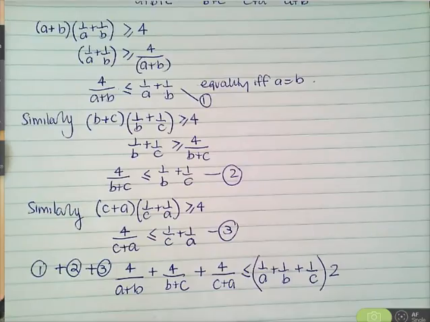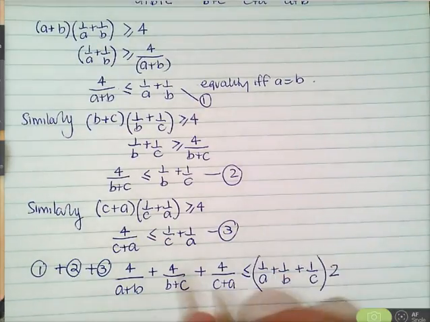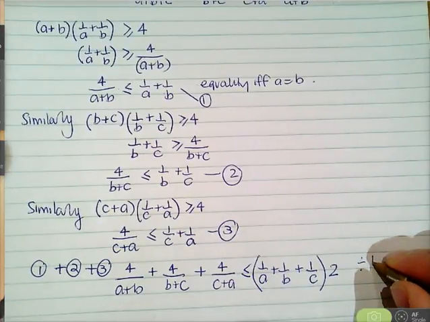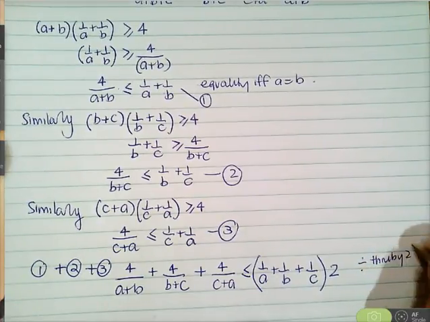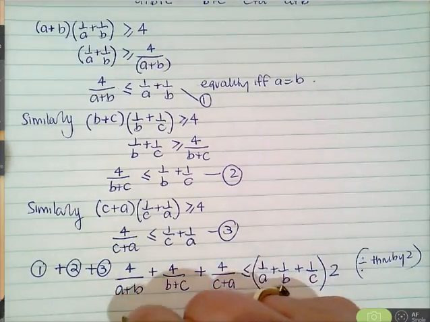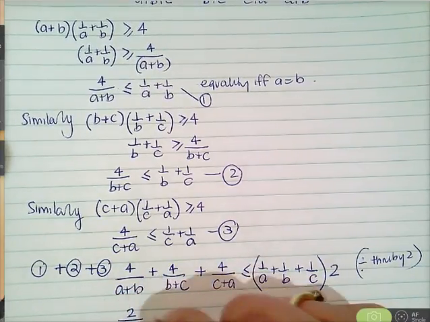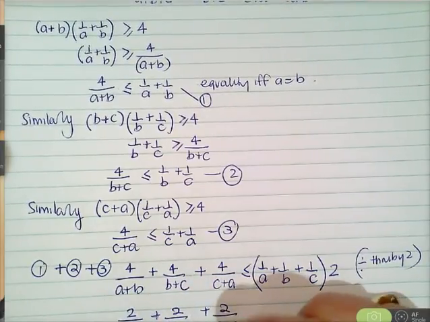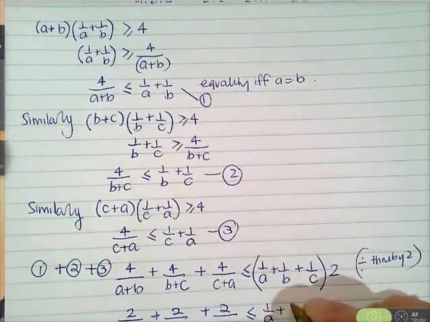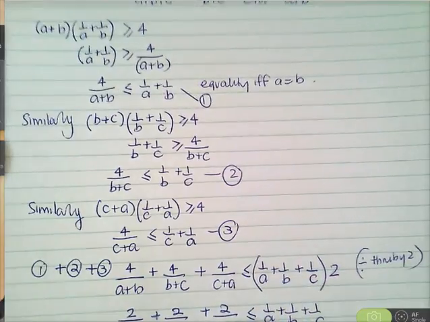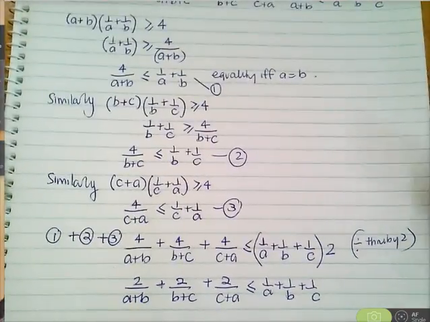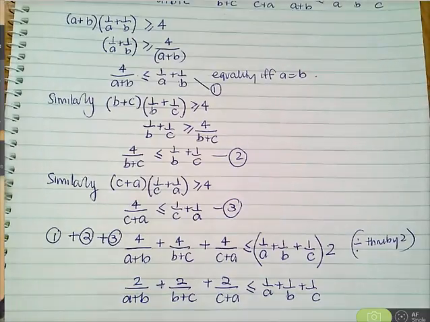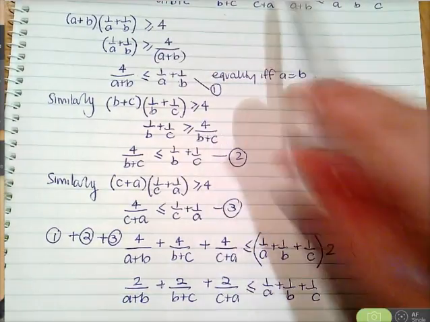Okay. Now, if this is all being multiplied by 2, if I divide both sides by 2, I will get 4 over 2, so I'll get 2 over A plus B plus 2 over B plus C plus 2 over C plus A is less than or equal to 1 over A plus 1 over B plus 1 over C. So now I've done this inequality on the right hand side there. Now we need to work on this one here.